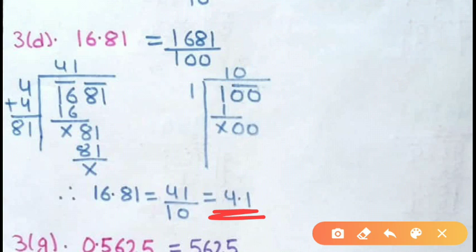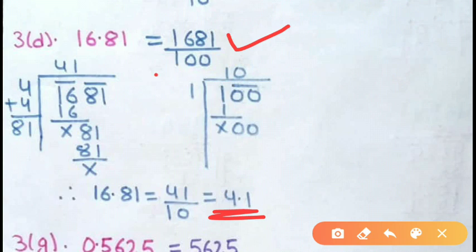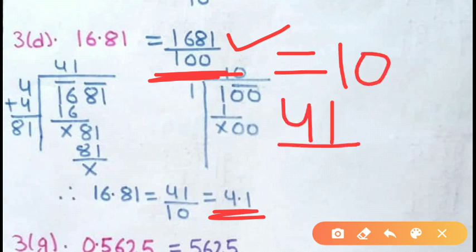That means first of all you remove the decimal. When you remove the decimal, you will get 1681 divided by 100. We are multiplying and dividing by 100 for removing the decimal. When you apply the long division method on the numerator 1681, you will get 41 only. And for 100, if you are well aware, the perfect square of 100 is 10. So when you divide 41 by 10, this will also give you 4.1.